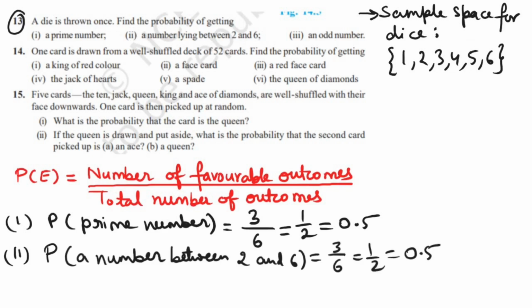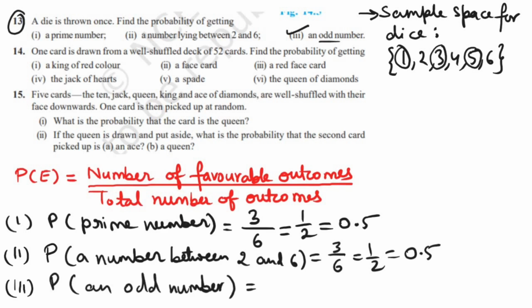And the 13th question, third bit is, what is the probability that it is an odd number? So out of the 6 cases, how many odd numbers are there? 3 is odd and 5 is odd, 1 is odd. So here probability of getting an odd number is also 3 out of the 6 cases. Number of favorable outcomes means how many odd numbers are there? 3 of them, divided by total number of outcomes. So 1 die is thrown once, the total number of outcomes is 6. So 1 upon 2, which is 0.5.